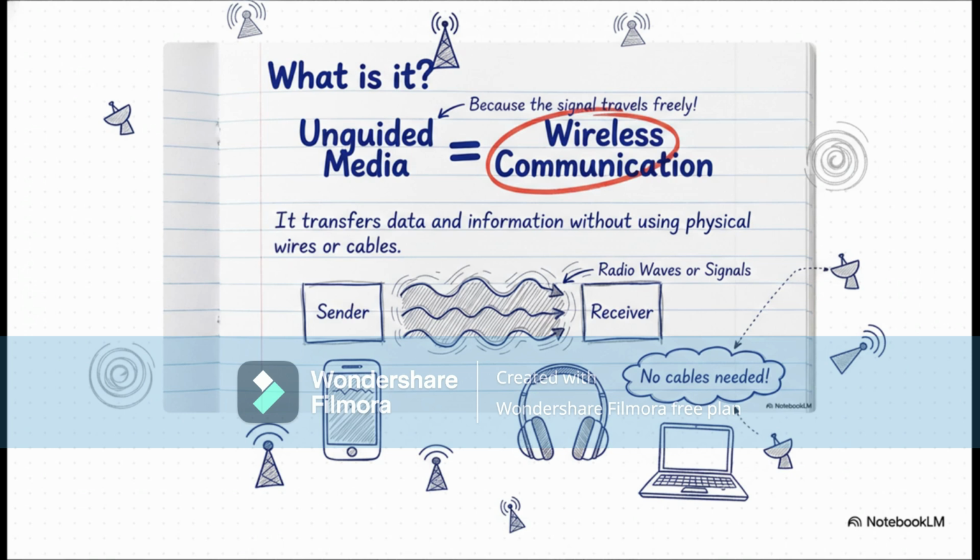Look at this. You've got a sender, think of that as your Wi-Fi router at home, and a receiver, which is your laptop or your phone. The sender just shoots signals out through the air, and the receiver catches them. That's the whole magic trick. No cables needed. It's all just happening invisibly around us.